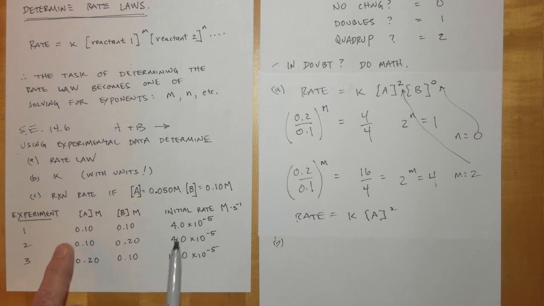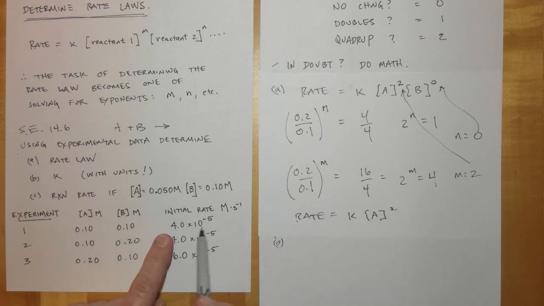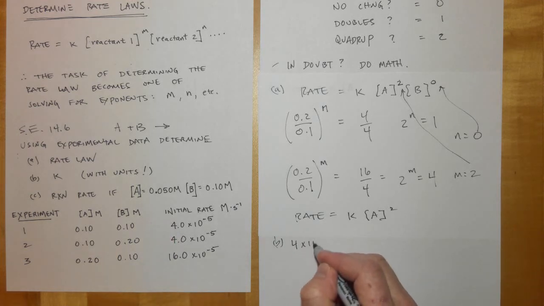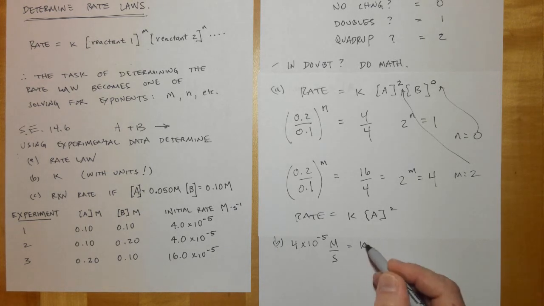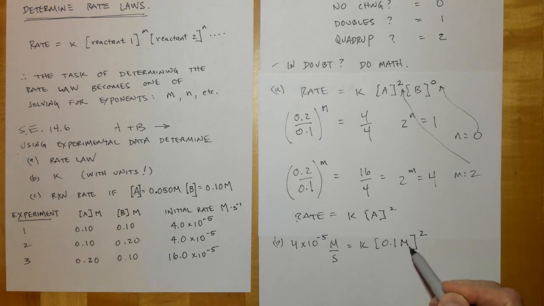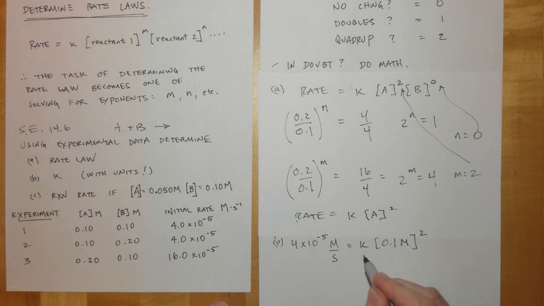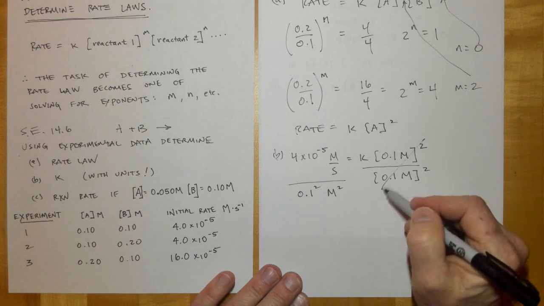Take an experiment. It doesn't matter which one. Okay? Plunk those numbers into your rate expression. So, pick number 1. Rate is equal to 4 times 10 to the negative 5th molarity per second equals k. That's what we want to find. A is 0.1 molarity squared. Okay? 0.1 molarity squared. Solve for k. Divide both sides by 0.1 molarity squared. Divide this side by 0.1 molarity squared. So that means each of these are squared. Kind of goes into each one right there. Okay, these cancel with one another.